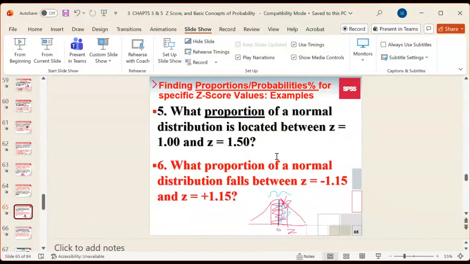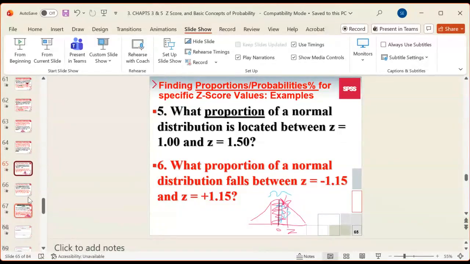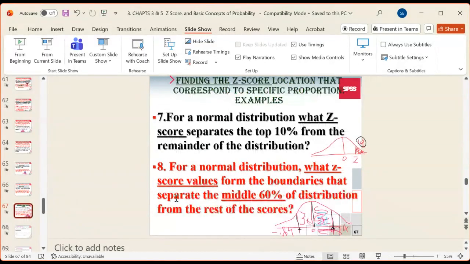Okay, so that would be the answer for that. And for this, 10%, this one, right there. So that's the answer for that.